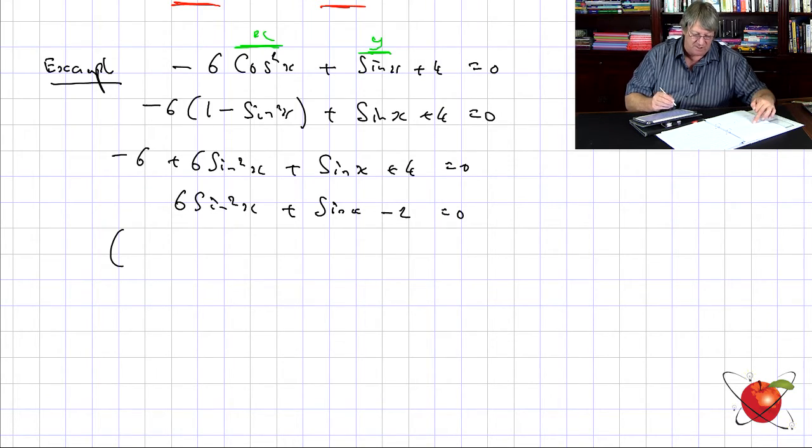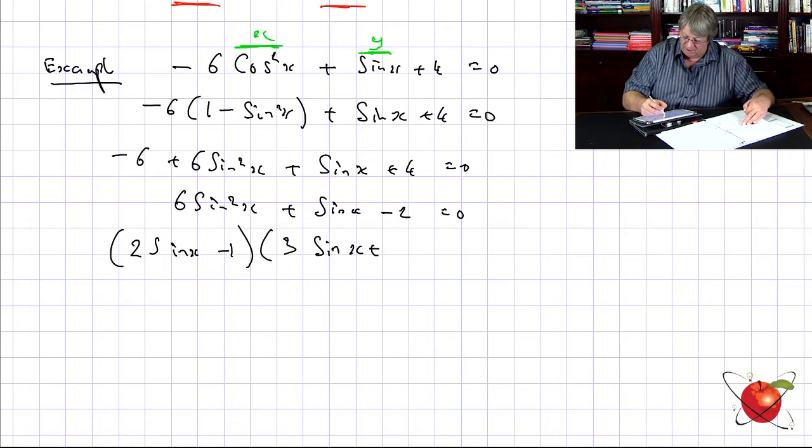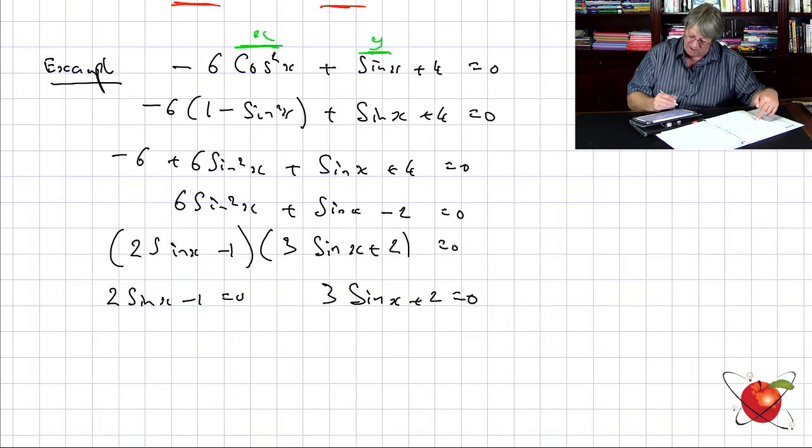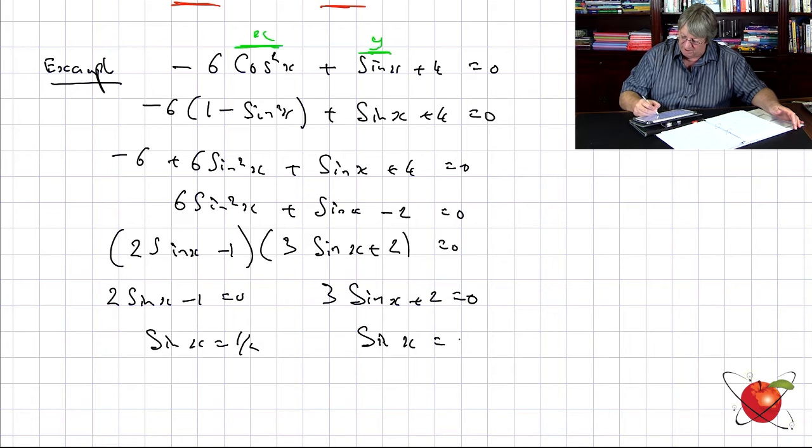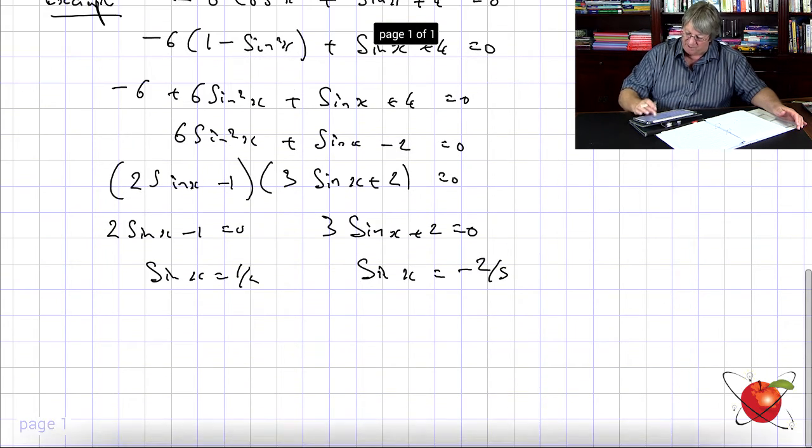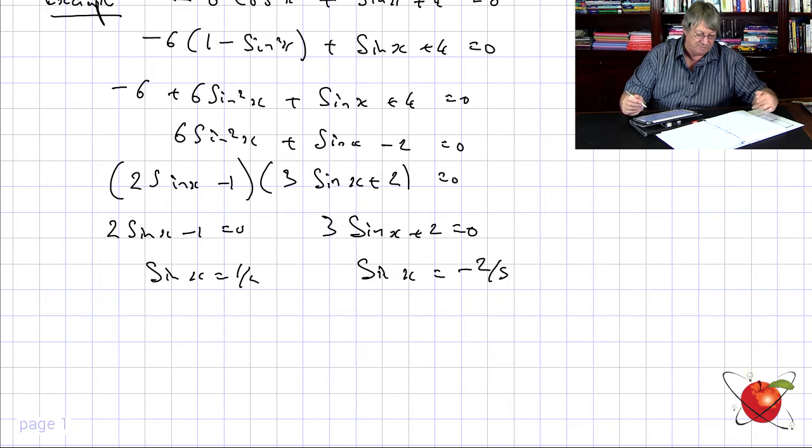So we're going to factorize with k equal to sine x and k squared equal to sine squared, or you just factorize and you get 2 sine x minus 1 and 3 sine x plus 2 equals 0. And what do I then say? 2 sine x minus 1 equals 0. 3 sine x plus 2 equals 0. And then I can say sine x equals a half, and sine x equals minus 2/3. And I go reference angle, type, sine, etc. And I end up with a whole pile.